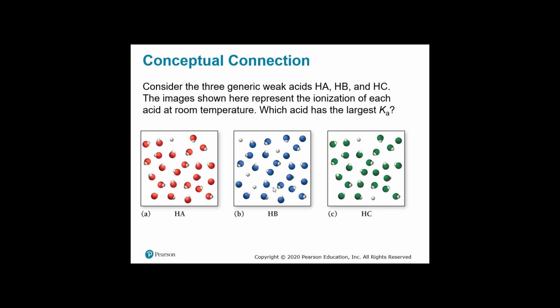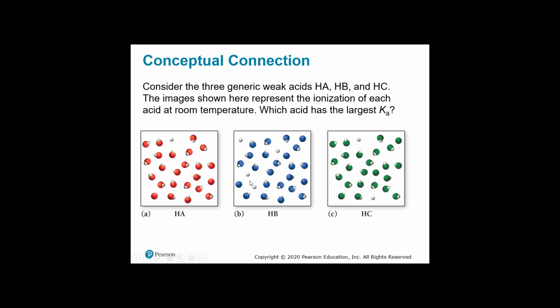Okay, so let's take a look at this. Consider the three generic weak acids, HA, HB, and HC. The images shown here represent the ionization of each acid at room temperature. Which acid has the largest Ka? So once you understand that we're not looking at strong acids, we're looking at weak acids, which means they mostly stay intact and very few will ionize. But we want the largest one, the stronger of the weak acids. So it's pretty easy. We can find one that ionized.